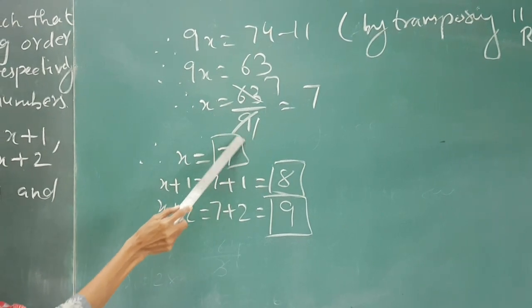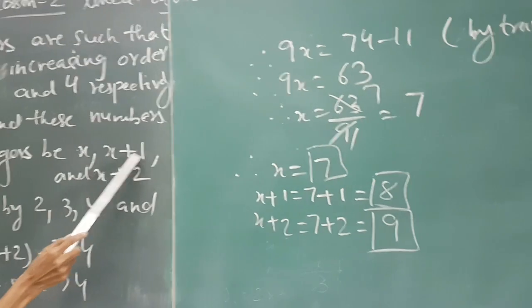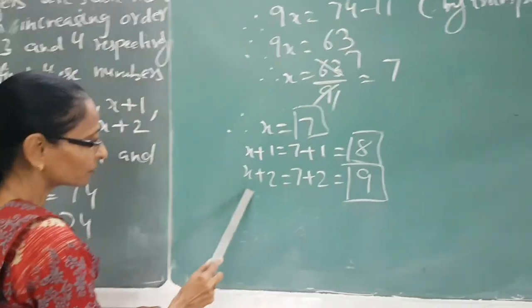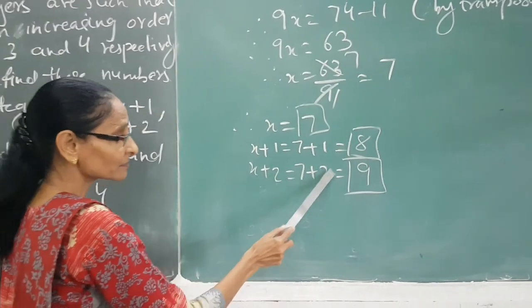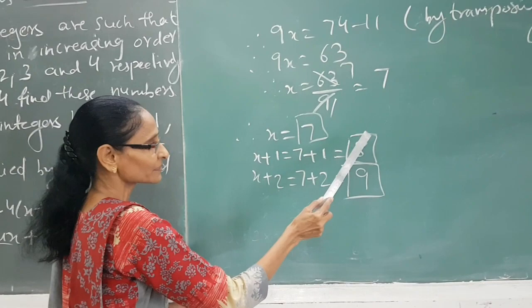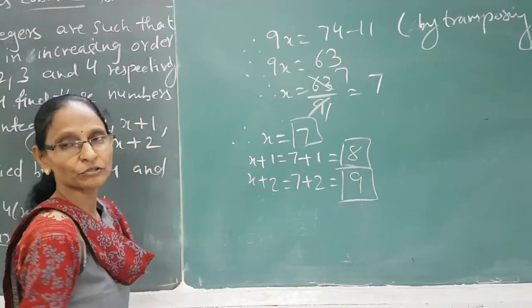Therefore x is 7. This is our first term. Now the second term is x plus 1, that is 7 plus 1, which will be 8. And the third term is x plus 2, that is 7 plus 2, which is 9. So the first term is 7, the second is 8 and the third is 9. These three are consecutive numbers.